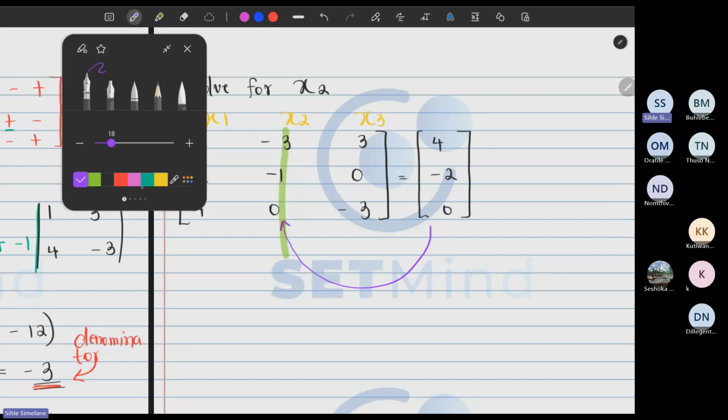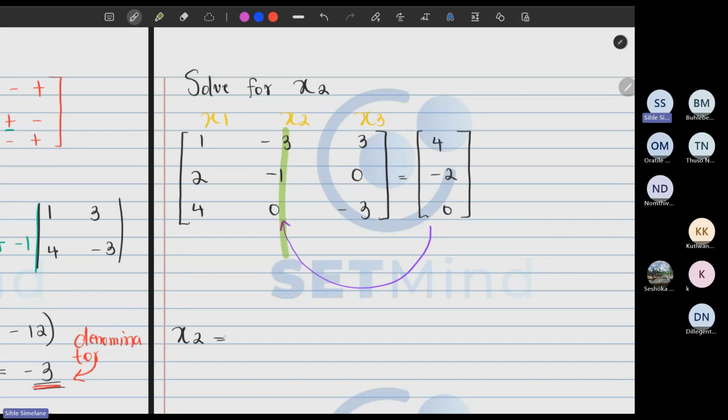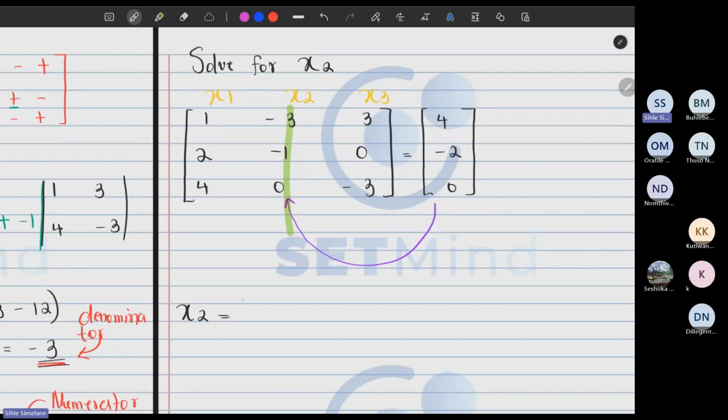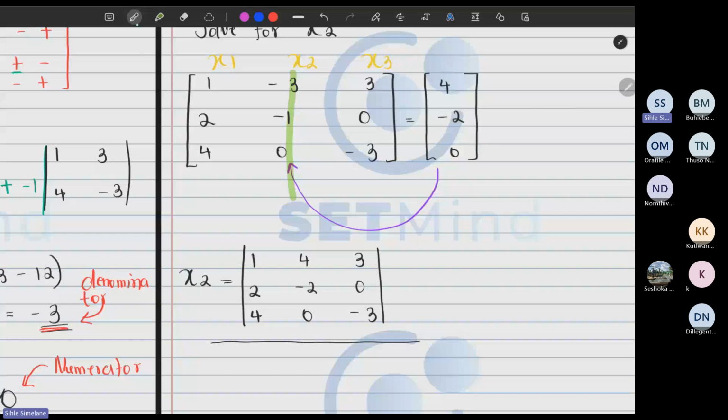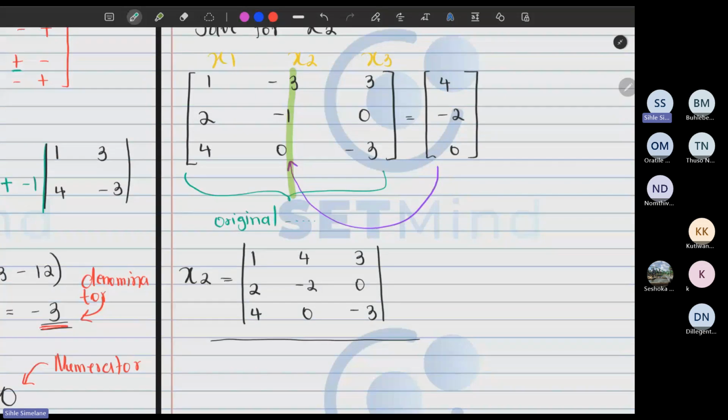So which means my x2 will be the determinant of 1, 2, 4. And then I replace the column of x2 with what is after the equal sign, which is 4, minus 2, 0. And then the x3 column remains the same, 0, minus 3. And then we always divide by the determinant of the original matrix. And that there is the original. So we only change the top part depending on what we want to find. So the original always goes below.